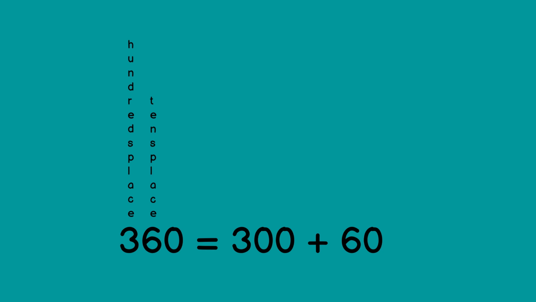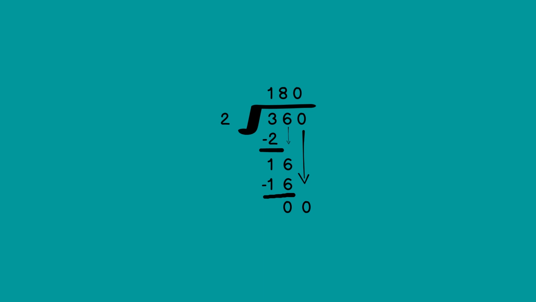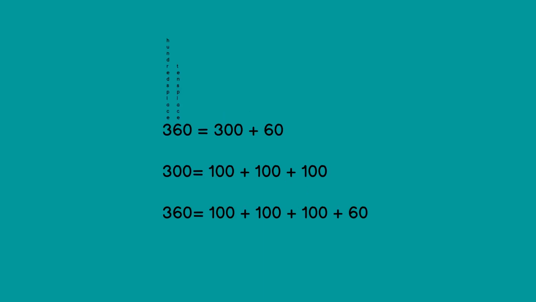Now we can take half of that. If you know how to long divide, that works as well. Now 360 is a little complicated to divide into 2. But if we break 300 into hundreds, that's a lot easier. So 360 is going to be equal to 100 plus 100 plus 100 plus 60. Why? Because 3 100s is going to be equal to 300.